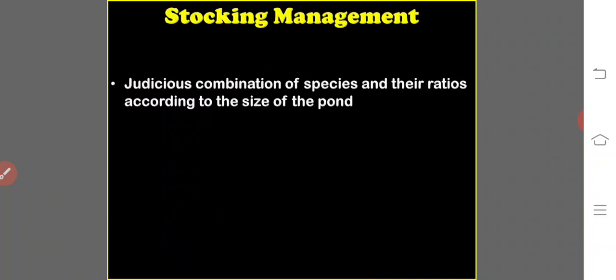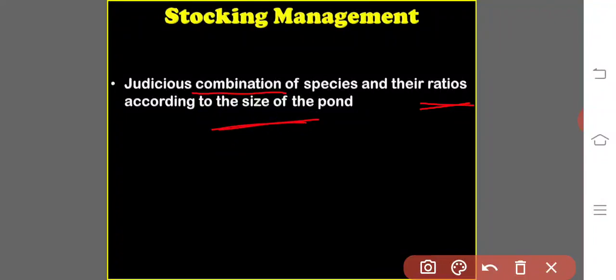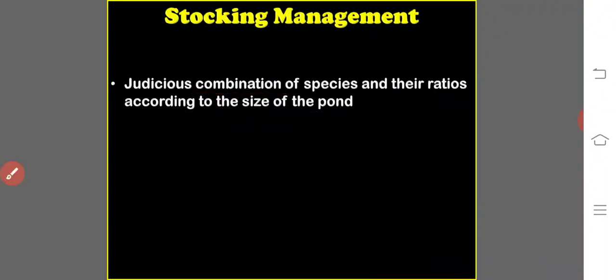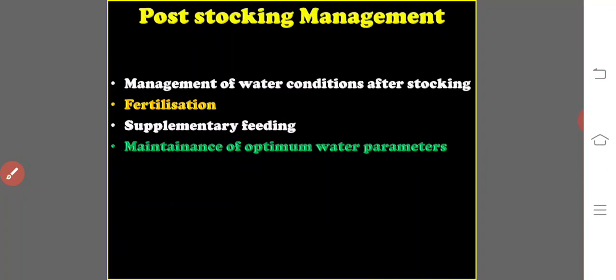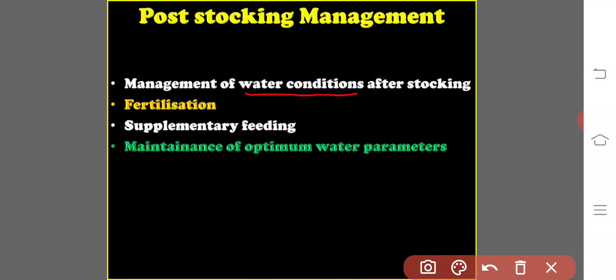And coming to the stocking management, if we want to go for the monoculture, introduce the desirable fish. Otherwise, you can also go for the combination, composite culture, and select the species according to the requirement. And the ratio is also important, it plays an important role. According to the size of the pond, we have to select the species and the ratio and the number of fish to be stocked. And post-stocking management, here we always check the water conditions, whether the pH is more or less, whether oxygen supply is enough or not, whether there is appropriate fertilization.